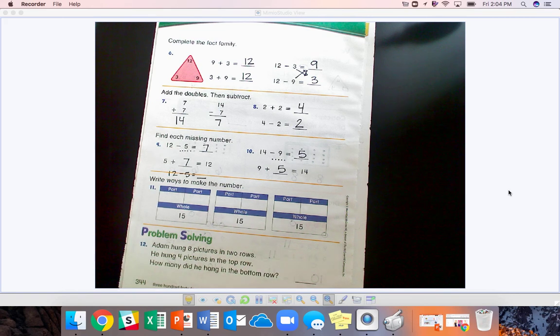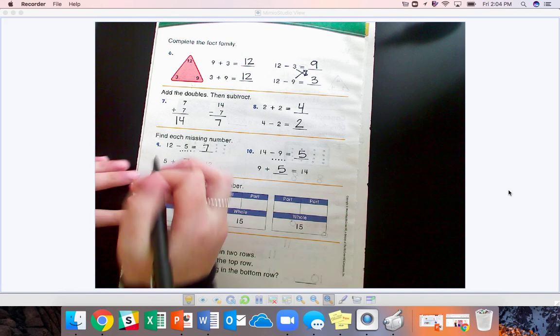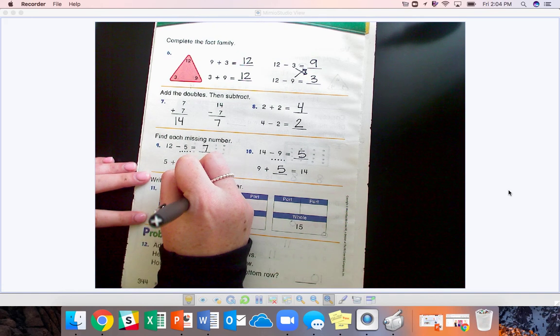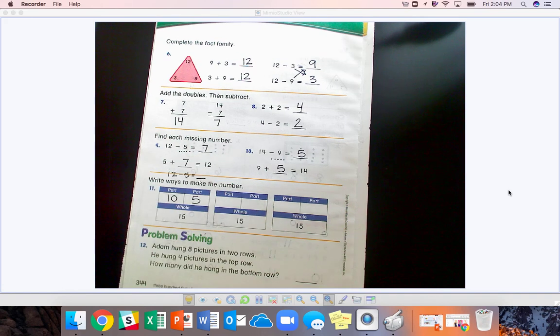Write the ways to make the number. You're coming up with 2 addends that add to 15. For example, 10 plus 5. One way that might help you do this is with counters.